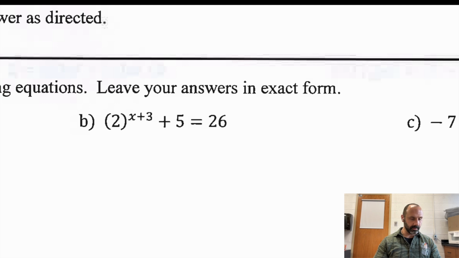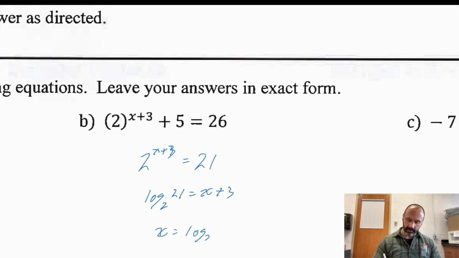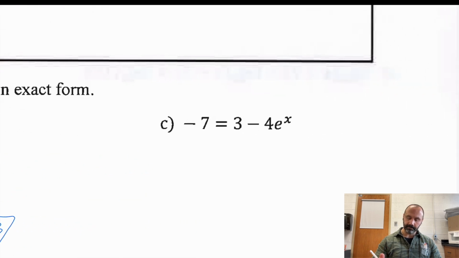Now, let's try this one. So again, I need to get the exponential expression by itself. So this is 2 to the x plus 3 equals 21. Sorry, 21. Let's learn my arithmetic, 21. And so this is going to be log base 2 of 21 equals x plus 3. I still don't have x by itself. So x equals log base 2 of 21 minus 3. And that's it. That's the answer. Can leave it that way.